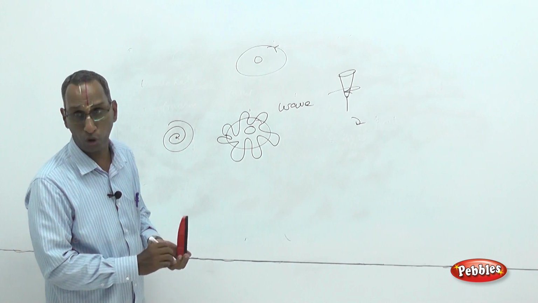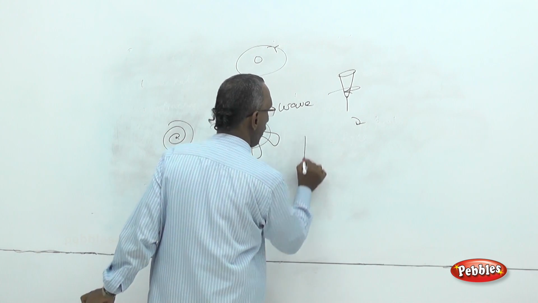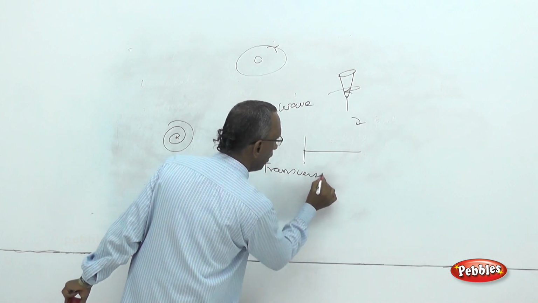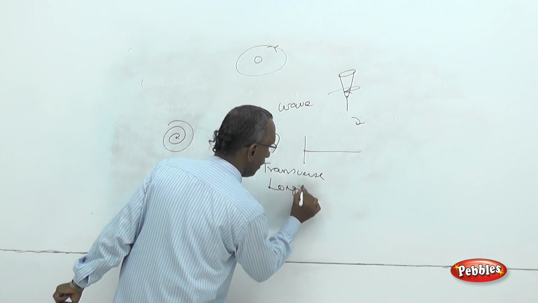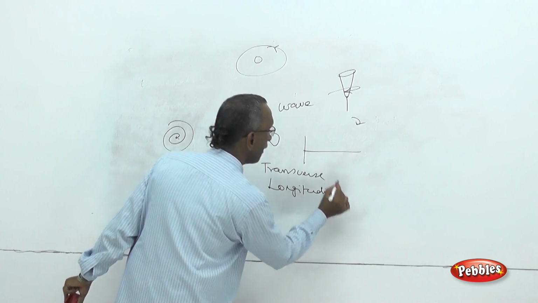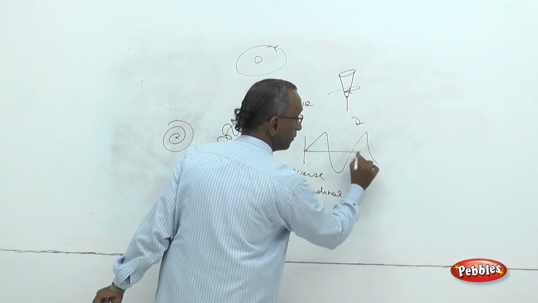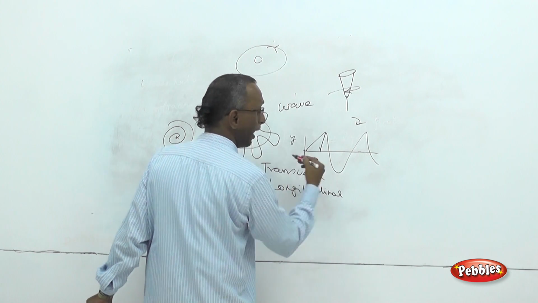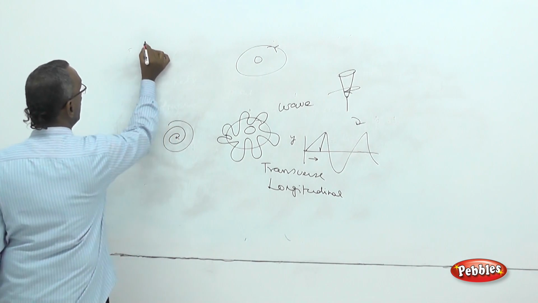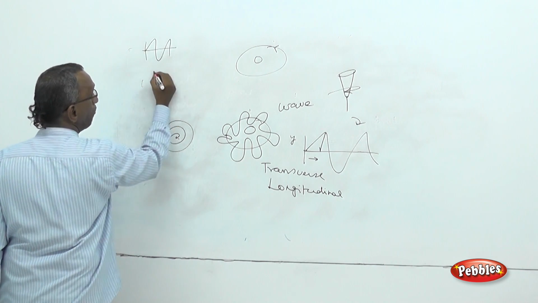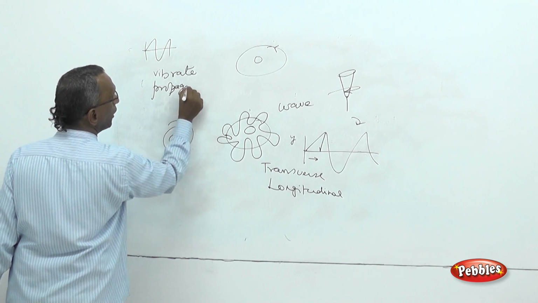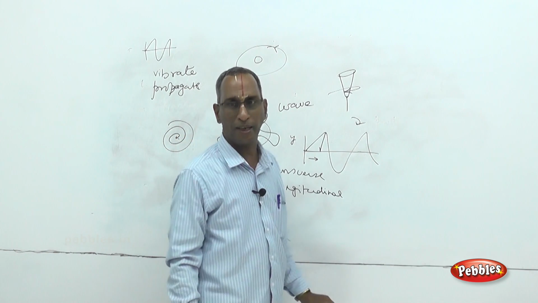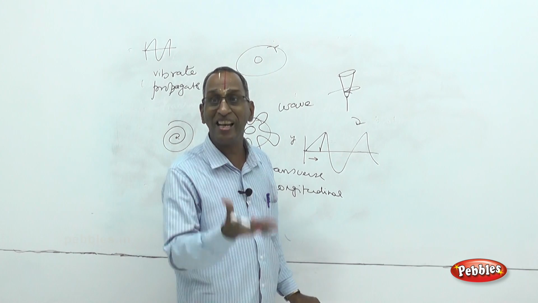In this wave motion, whenever you have a wave, these waves are of two types: transverse waves and longitudinal waves. Transverse waves are represented in this fashion. The Y-axis is displacement, the X-axis is direction. Here you have to note that the waves propagate as well as vibrate. Propagation and vibration are different. Propagation means moving in one direction. Vibration means oscillation in either direction.